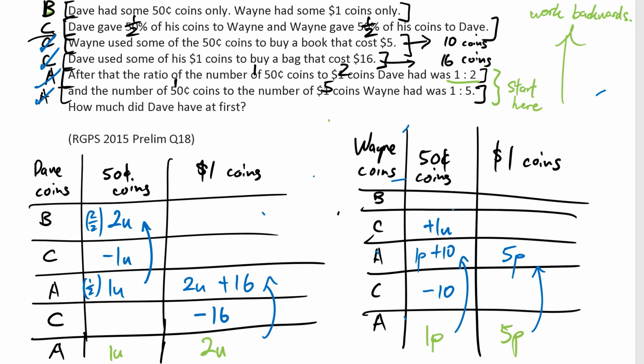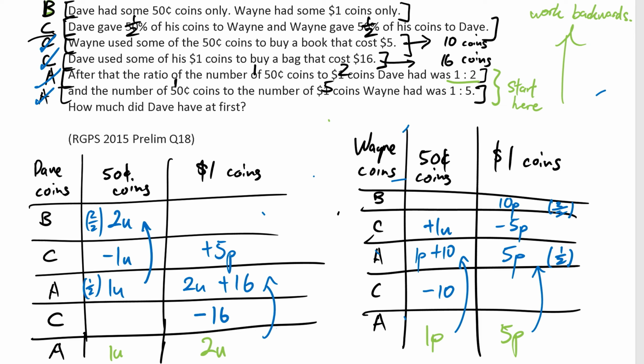Okay. The next one is Wayne gave half of his coins to Dave. So by that same reasoning, if this is half and over here was 2 out of 2, okay, here is 2 out of 2, right? Then this must be 10 parts. So he gave 5 parts to Dave.